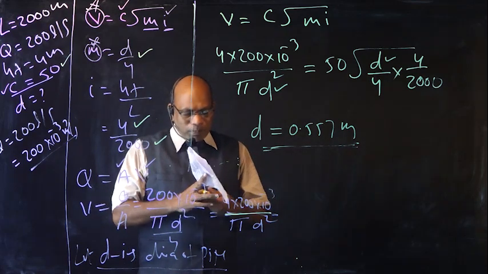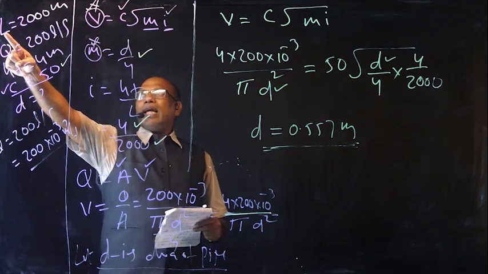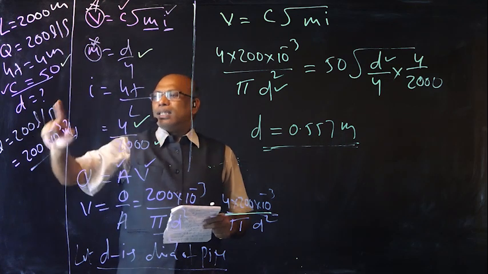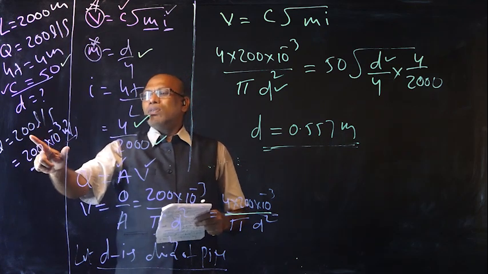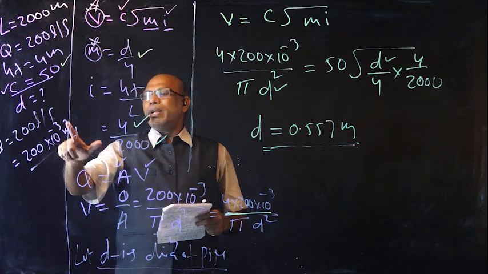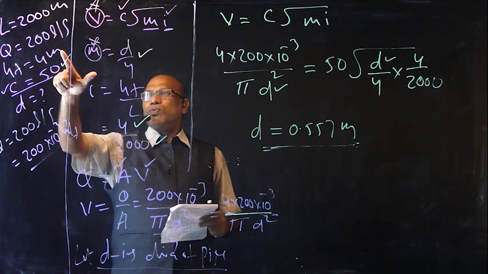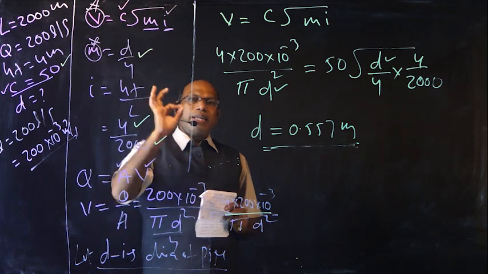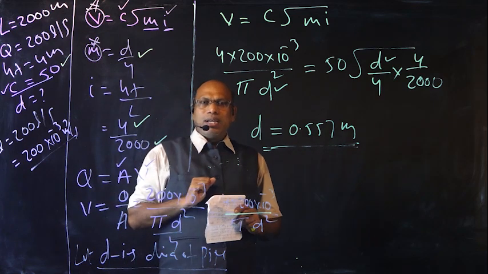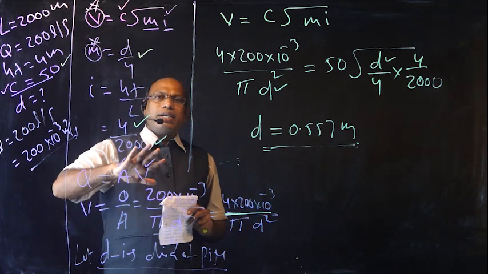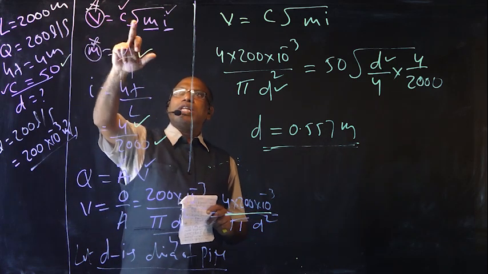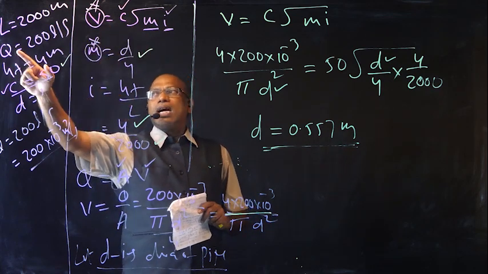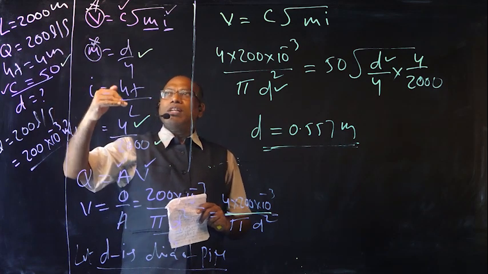I am going to repeat the problem. In the problem, they have given length of the pipe is 2000 meters. Discharge is given 200 liters per second. That converts into 200 into 10 power minus 3 meter cube per second. And head loss due to friction is equal to 4 meters. And C value given 50. Find the diameter of the pipeline. Let the diameter of the pipe be small d. Now we are going to use the standard formula, Chezy's formula, V is equal to C root MI. In this formula, V is not given directly. They have given discharge. By using the discharge, we are going to determine the velocity.